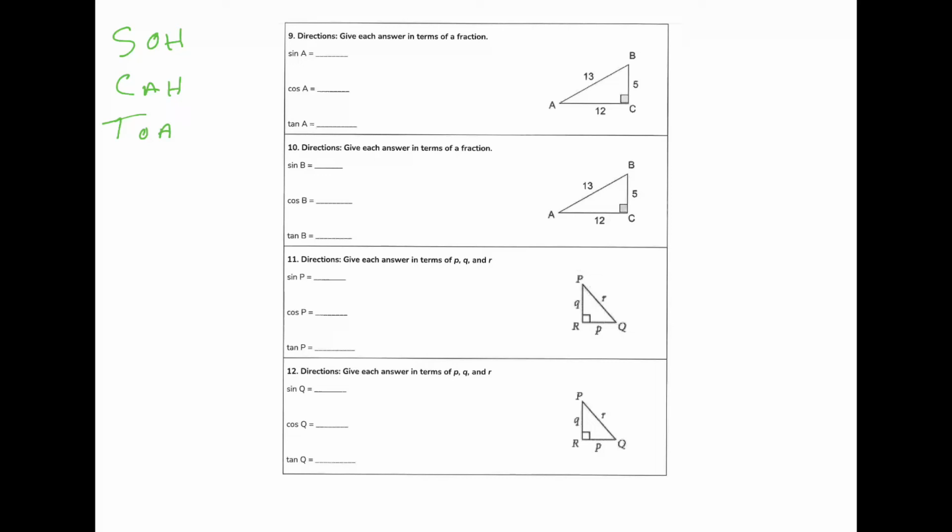All right. So, question 9 says give each answer in terms of a fraction, and this is going to be the sine of angle A. So that means this is the angle I care about. So then I'm going to label my triangle. This will be my hypotenuse, this will be my opposite, and this will be my adjacent. And then I'm going to come up with the fractions for the sine of A. I'll start with that. So remember, sine is going to be the opposite over the hypotenuse. So I can see opposite and hypotenuse. So the sine of angle A is going to be 5 over 13.